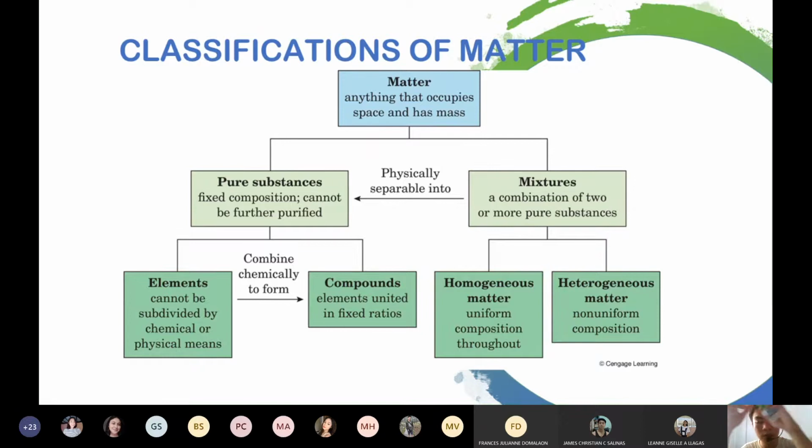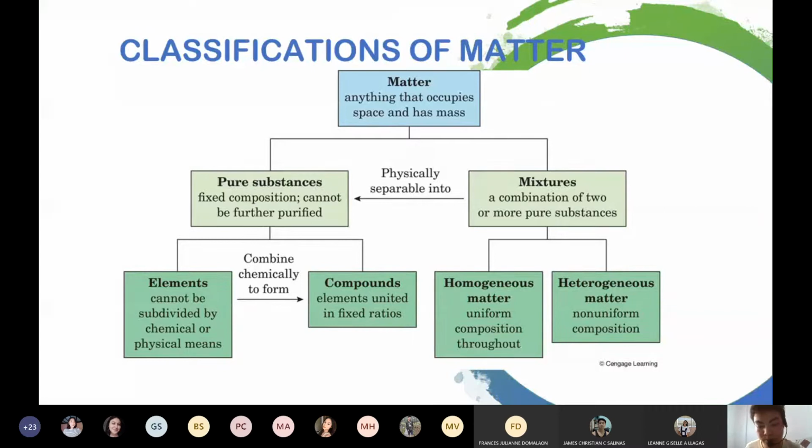What else? Itong alcohol na to. As you can see, kung may alcohol kayo din sa inyo, wala naman tayong nakikitang layers. Yung water and yung ethanol, we cannot distinguish one from the other. So that means we have a homogeneous mixture in here, that their composition is the same all throughout.